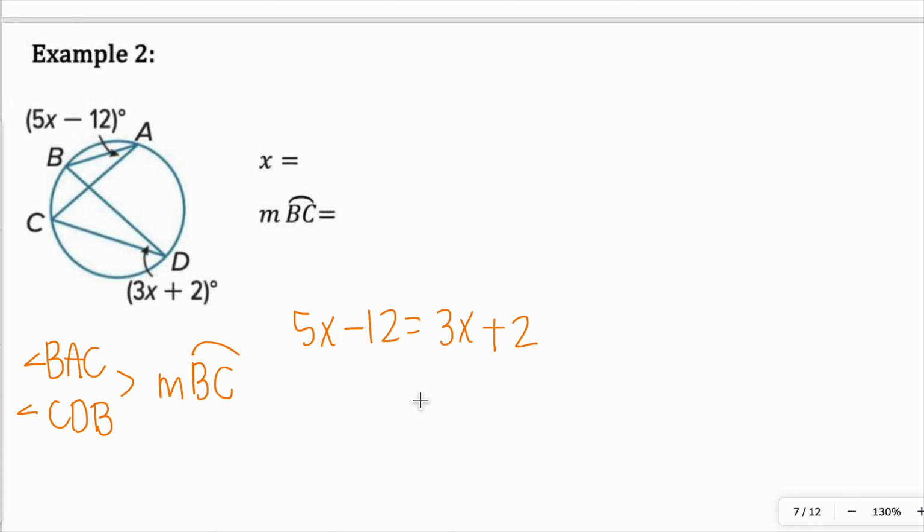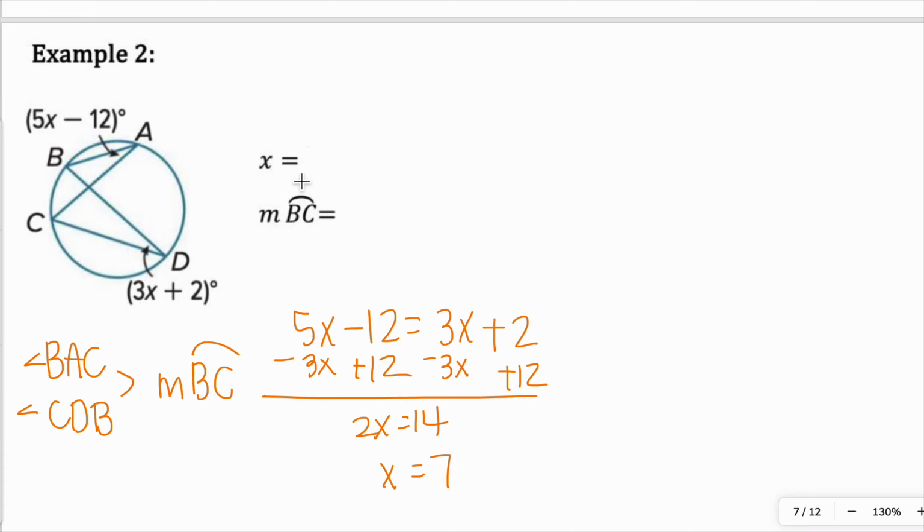So let's go ahead and find the degrees here, and then we'll move forward to find the degrees of the arc. So I'm going to move my x's to the left, numbers to the right. 2x is equal to 14, so x is 7. Great. Now I want to find the arc of BC. So the measure of arc BC can be found if I just do 2 times the measure of angle BAC, or 2 times the measure of angle BDC.